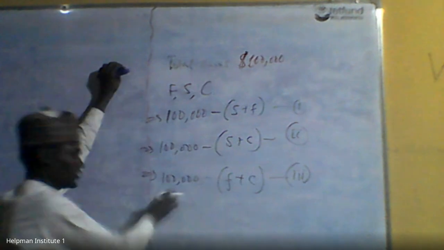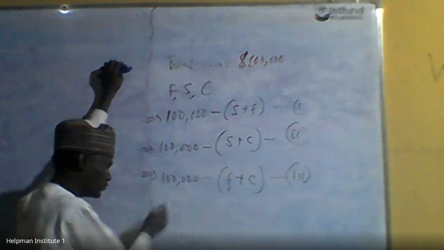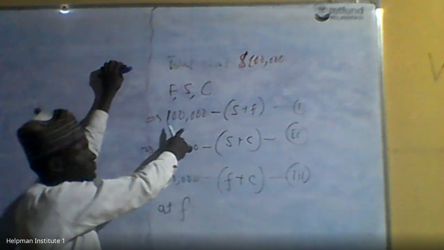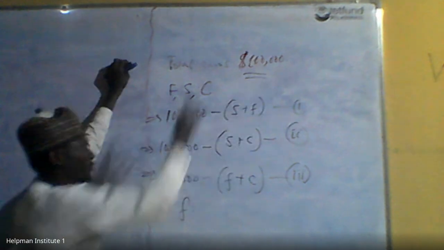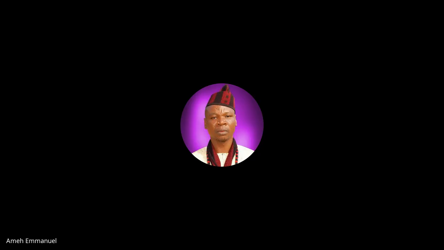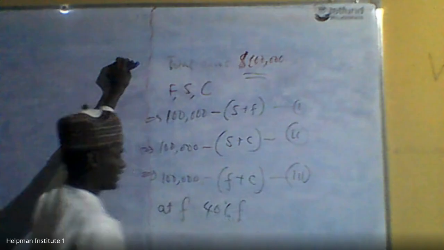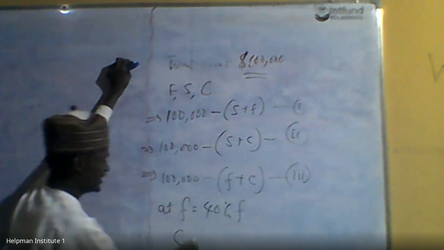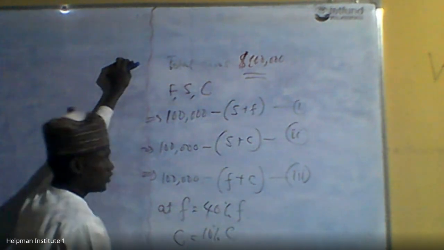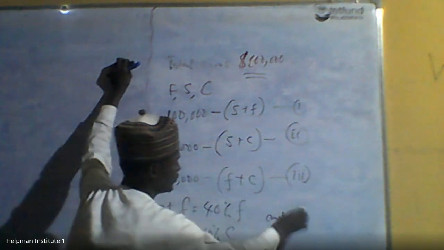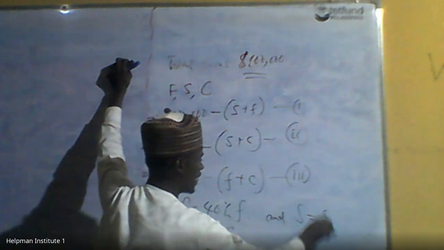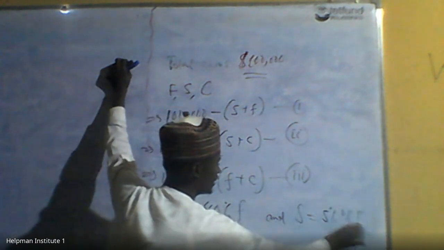If we take a look at this, at the federal level, how many percent of this profit is the company donating? Is it 10%? Okay, is it 40%? Of F, right? While at the C, the charitable contribution is 10% of C. While at the state level, the S, we are contributing 5% of the state profit.